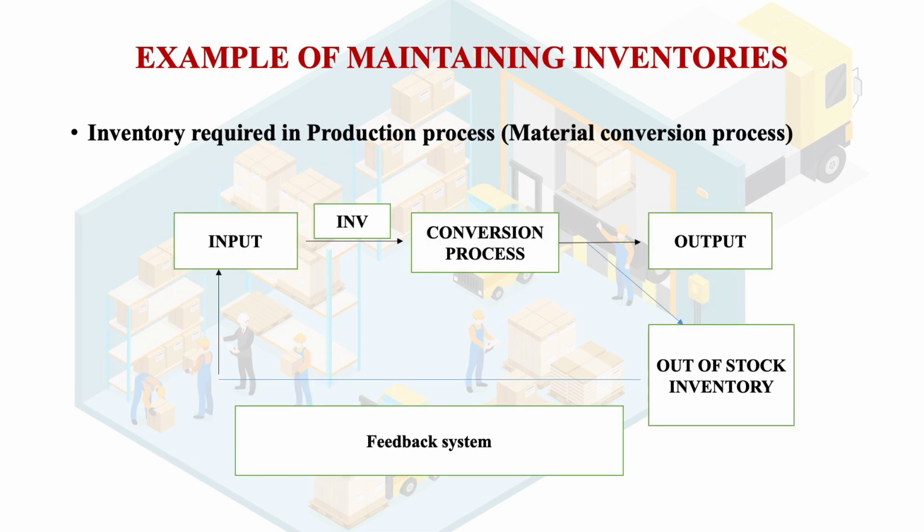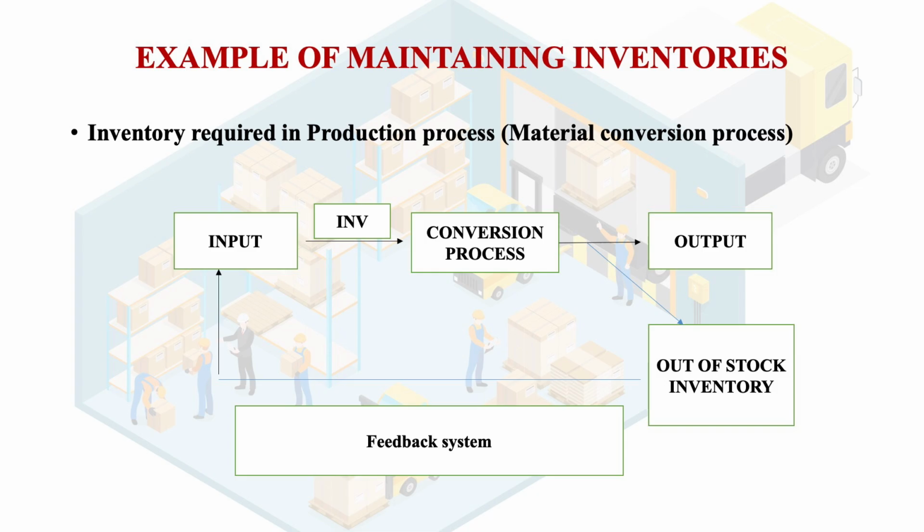In any production line or material conversion process, there will be input. After that, inventory is taken through a conversion process, and we get output. The same goes for the feedback system of out-of-stock inventory. This feedback system is very important. It tells the main production line how much inventory is in stock, how it will be utilized, and when it will be stopped.